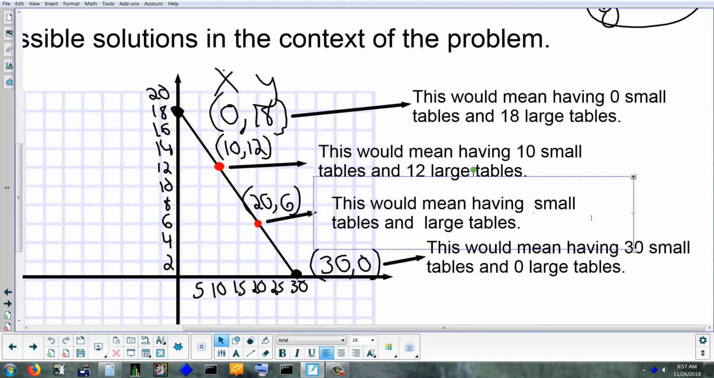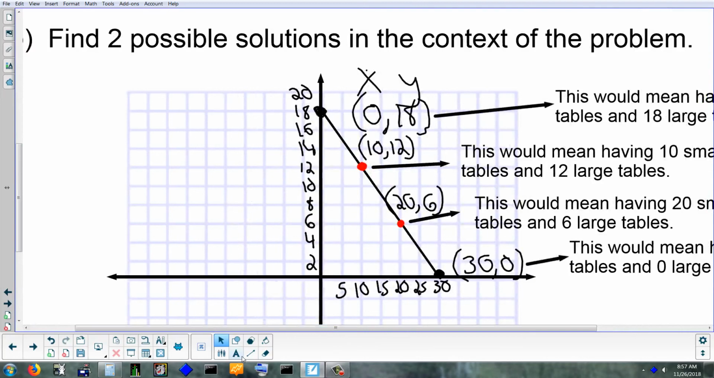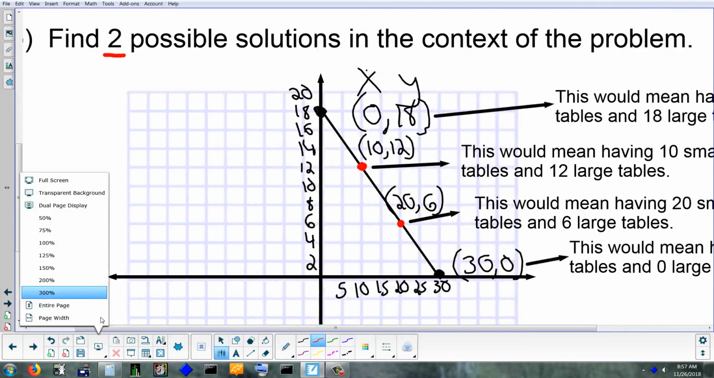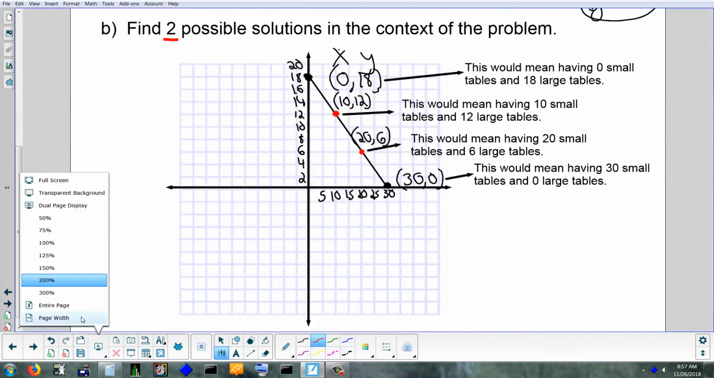So that's going to mean having what? How many small? 20 small, 6 large. Oh, I do 4 possible. I mean, Mr. Hager changed it. Again, we picked 2 because there's 2 nice coordinates. Right? So again, that's how you do that.